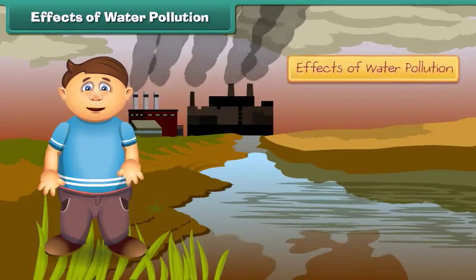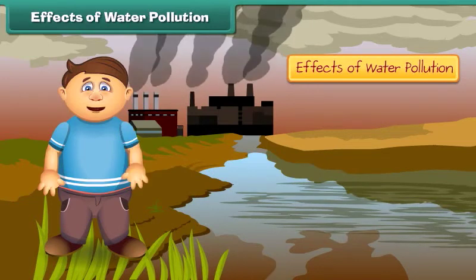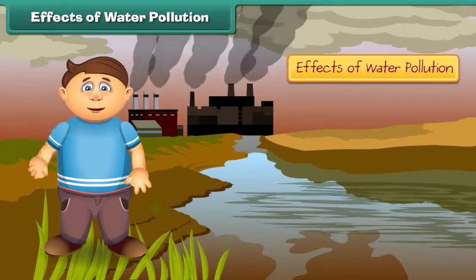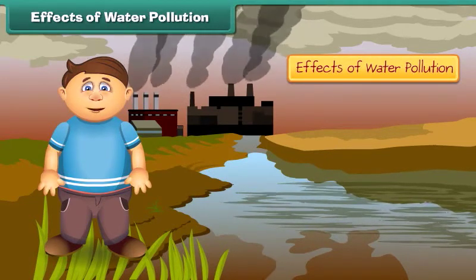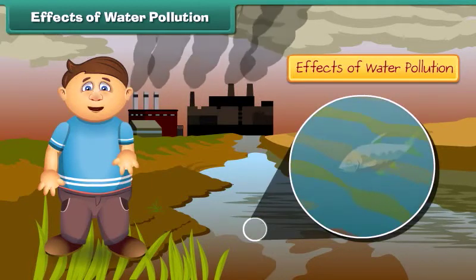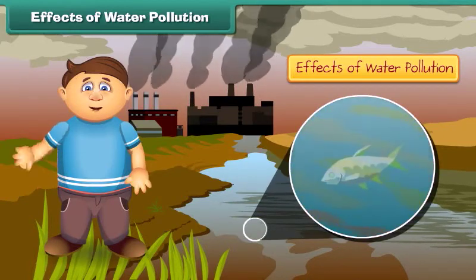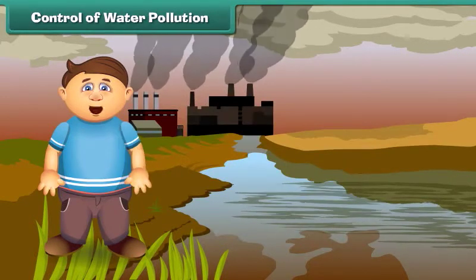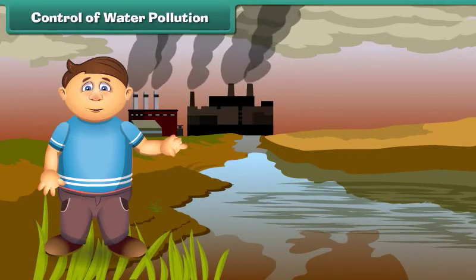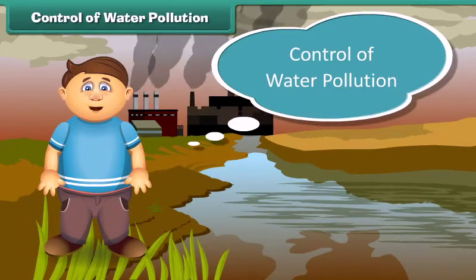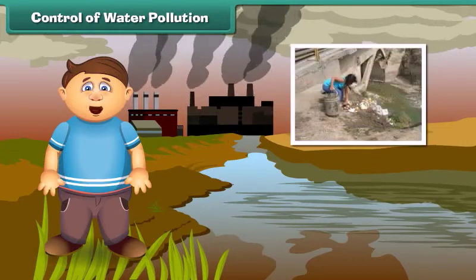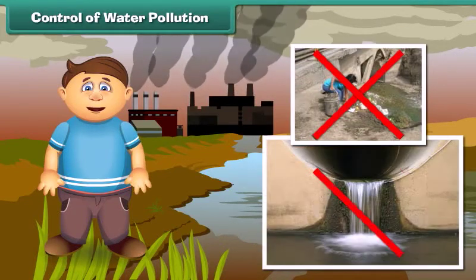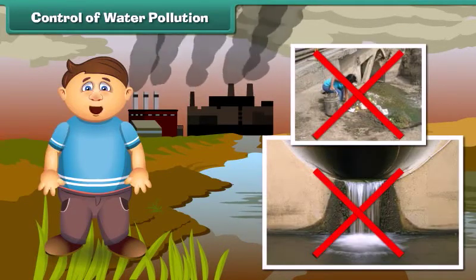What are its effects? Poisonous chemicals released from factories and industries enter the water bodies, due to which marine life is getting affected. If we consume such fishes, we will also fall ill. Can we control water pollution? The answer is yes. To control water pollution, we should not dispose garbage and harmful chemicals directly into ponds, lakes, and rivers.